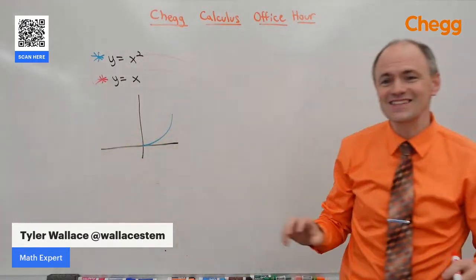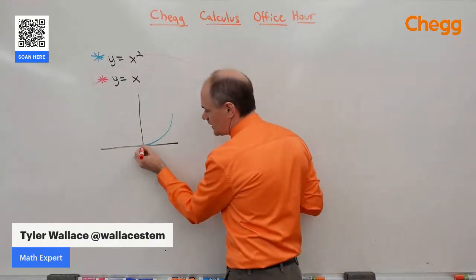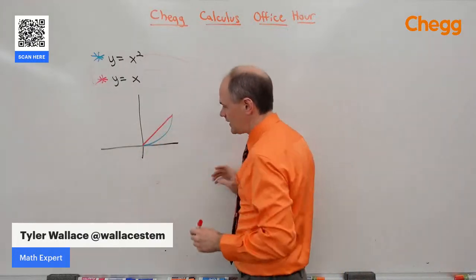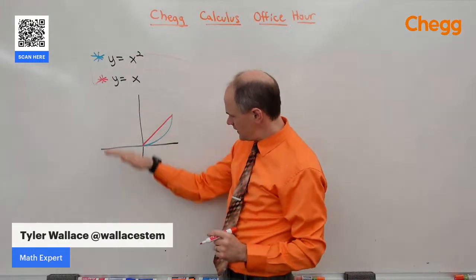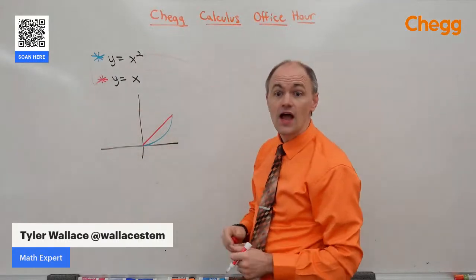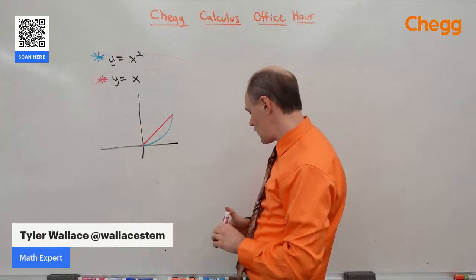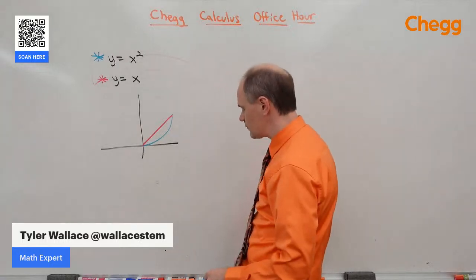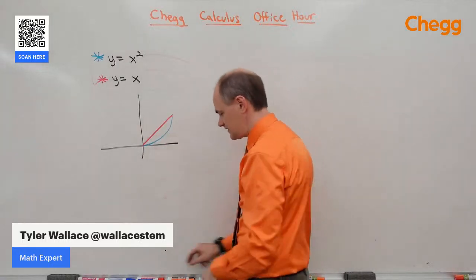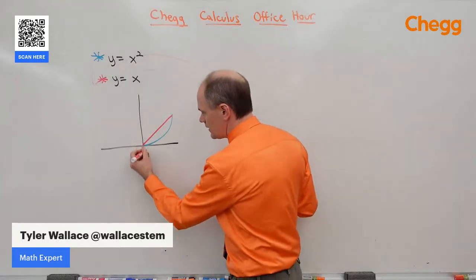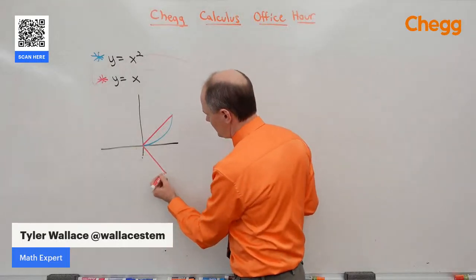Y equals x is a straight line coming right out of the center. And it kind of creates this disc-looking thing. And we're going to rotate it around one of our axes. Let's go ahead and rotate it around the x-axis for now. If I rotate it around the x-axis, it's going to end up looking like this.